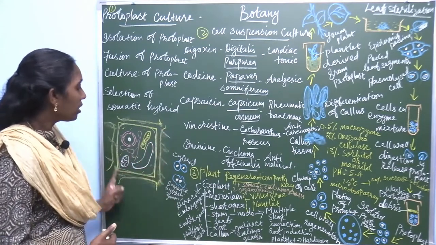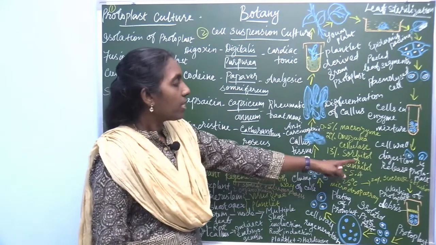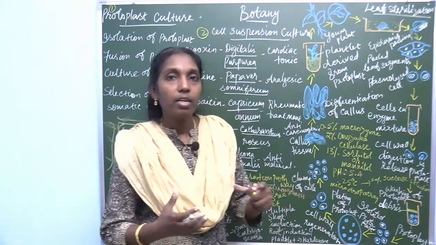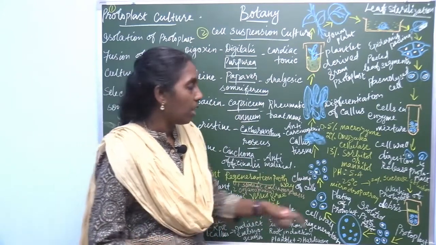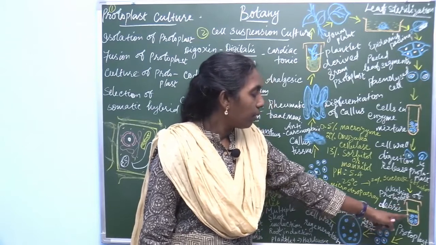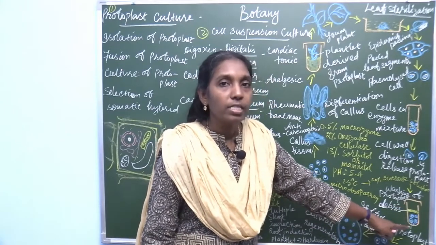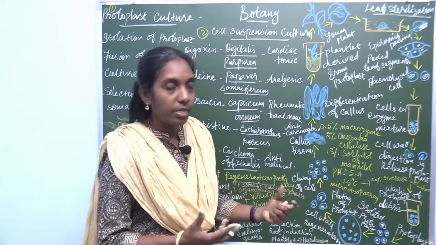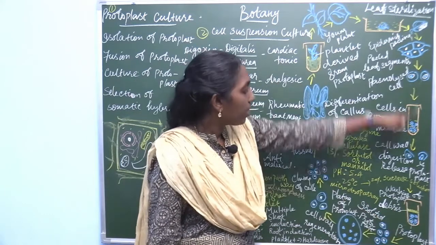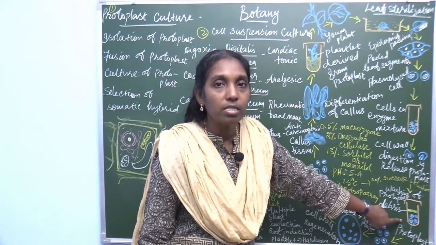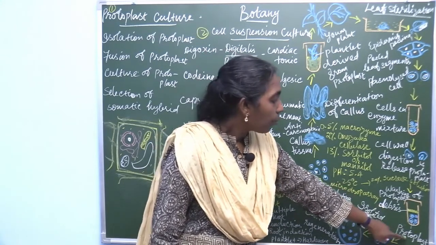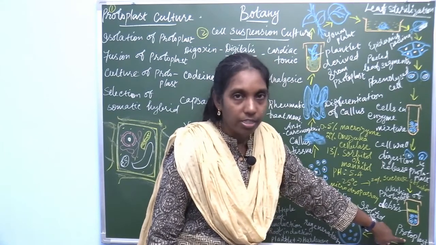So to remove this cell wall, it is again cell wall digestion by centrifugation. When you allow it to centrifuge, the debris can be washed out from the protoplast. The cell wall comes as debris and the pure protoplast can be isolated. So the steps involved in this are isolation. After centrifugation, the pure protoplast can be isolated.